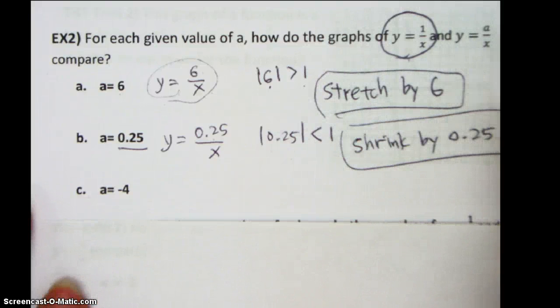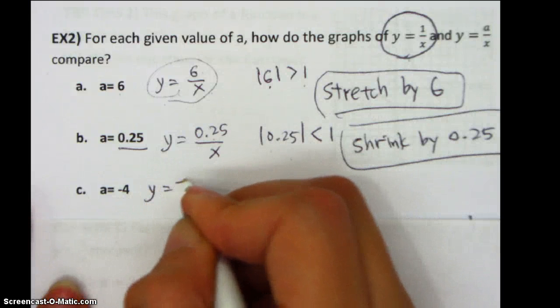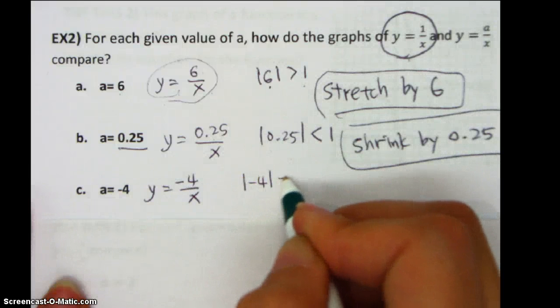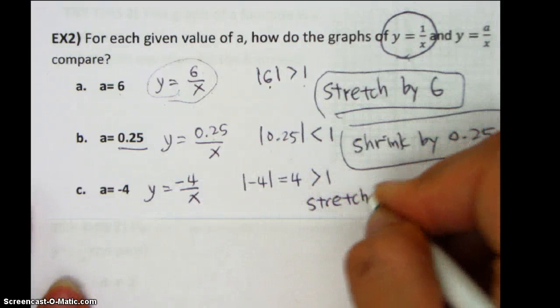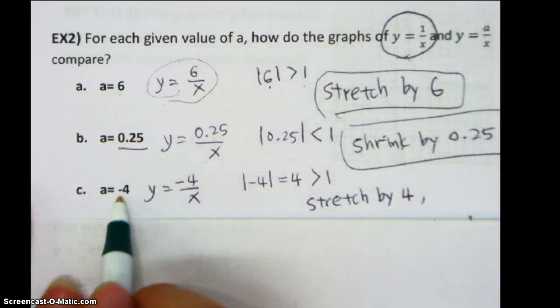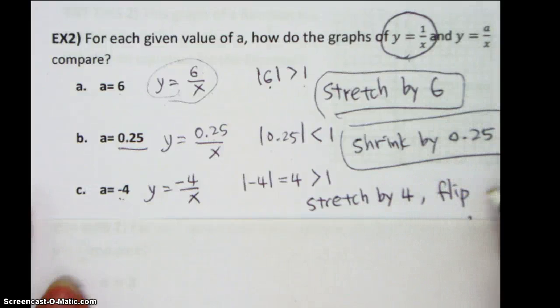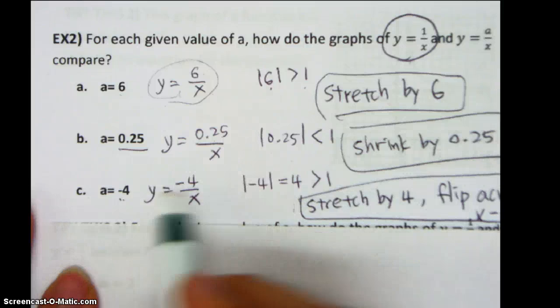If you look at the last one, C, a is equal to -4. That means the function is going to be y equals -4 over x. Now look at the a number: the absolute value of -4 is 4, which is bigger than 1. So it's going to stretch by 4. Also, a is a negative number, so the graph flips across the x-axis. So we have two transformations going on from this a factor.